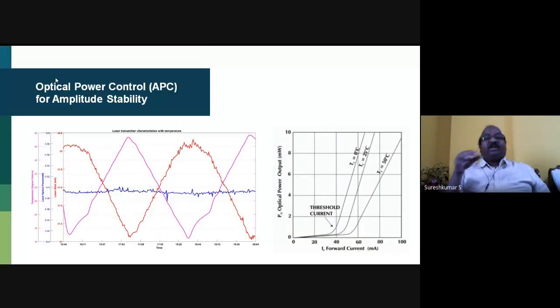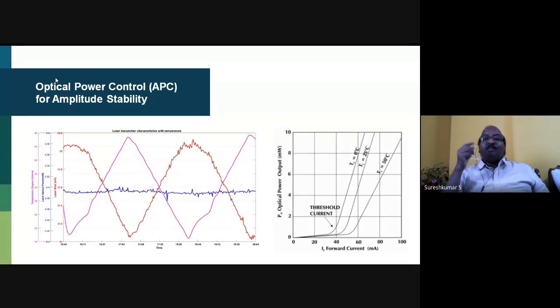Okay, so I'll show you the function of an APC control. On the right side of this slide, you can see the laser characteristic. The X-axis shows the current and the Y-axis shows the optical output power. Suppose the laser temperature is at 0 degrees, you can see the first curve. When the laser temperature moves to 25 degrees, the second, and at 50 degrees, a third curve. And you try to bias your laser at 60 milliampere current to get 8 milliwatt power at 0 degrees. At 25 degrees, you can see only the second curve applies to you, and the power is less than 5 milliwatt.